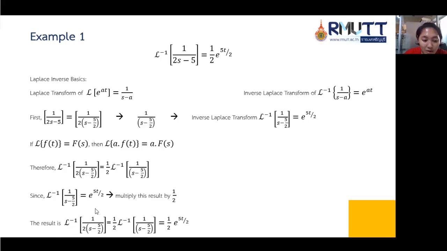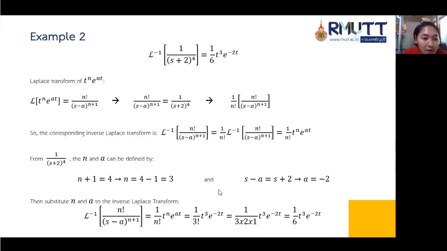the inverse Laplace transform of 1 divided by 2 times s minus 5 divided by 2 is equal to 1/2 times the inverse Laplace transform of 1 divided by s minus 5 divided by 2 is equal to 1/2 times e to the power of 5t divided by 2. So this is the result of the problem of example 1.